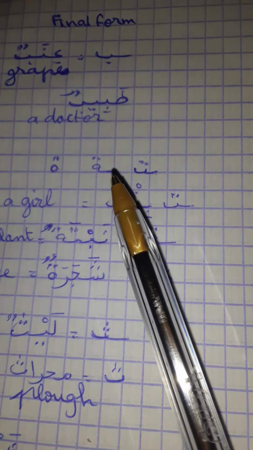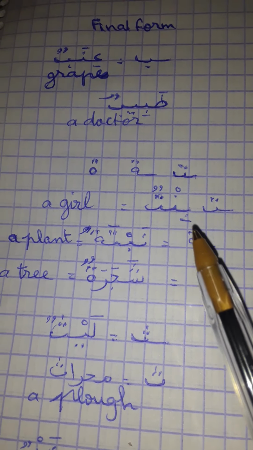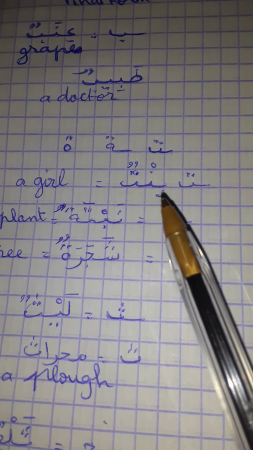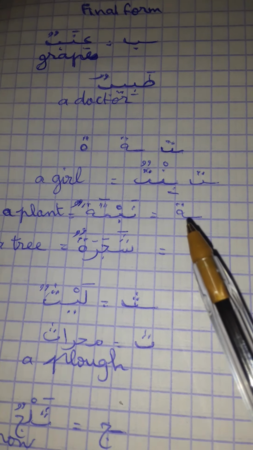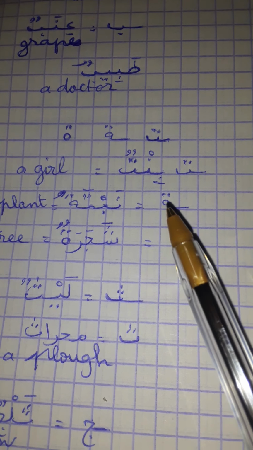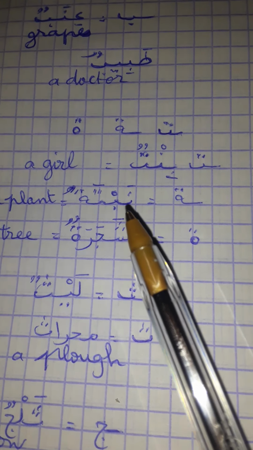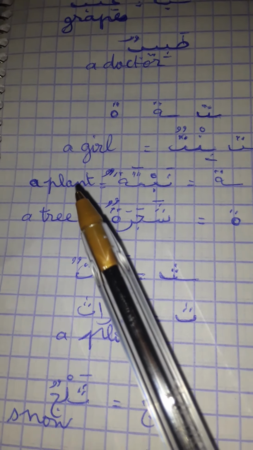okay, or like this. So three forms, and we will see an example of each of them. So this, we could draw the connecting line, then the ta, like bintun, a girl. And in this shape, the connecting line, then the ta marbuta, we call it ta marbuta, a closed ta. Example: nabtatun. We can pronounce it also nabtah, a plant.